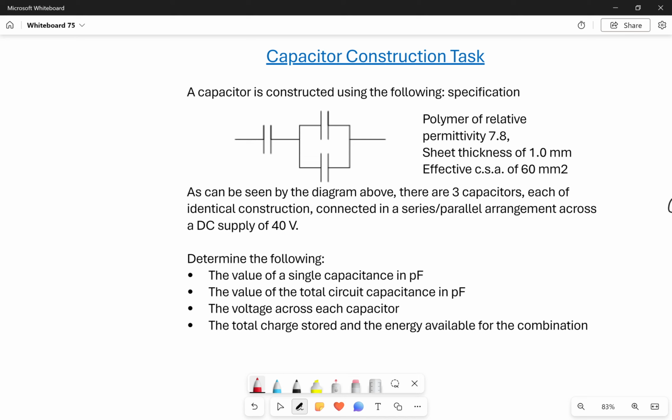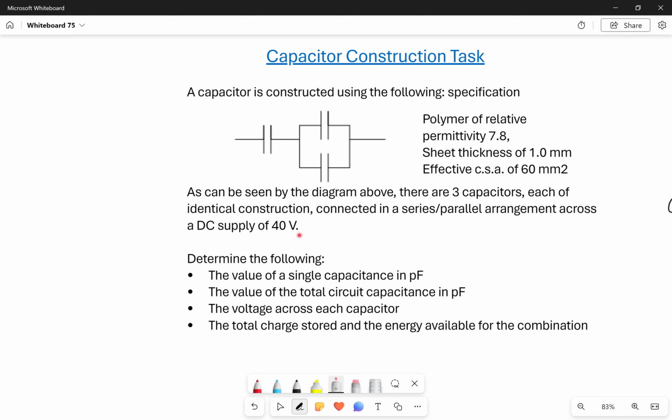Today we're going to be looking at a capacitor construction task. The task itself is on the screen already, and we've been given some values here. That's the specification we've been provided with. We've also been given a circuit diagram and a DC voltage of 40 volts, and we've got to do four things below. So we're finding a single value of capacitance, the total value of circuit capacitance, the voltage across each one of the capacitors, and the total charge stored and the energy available for the above combination.